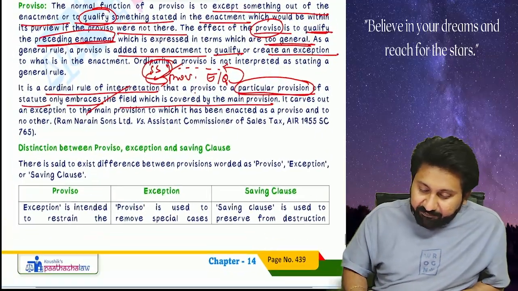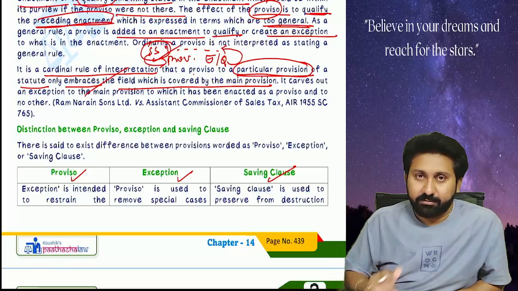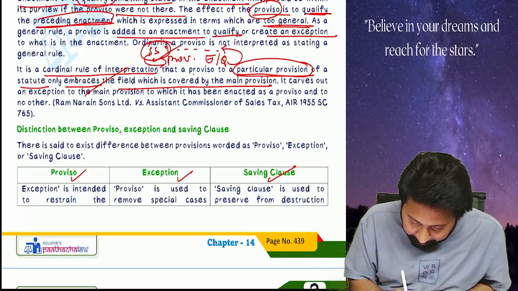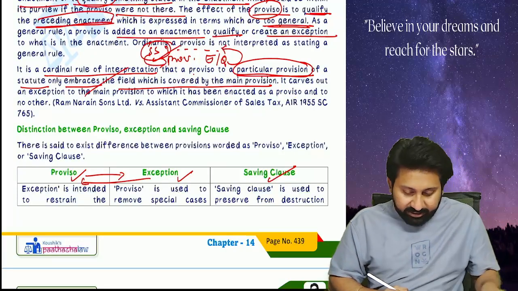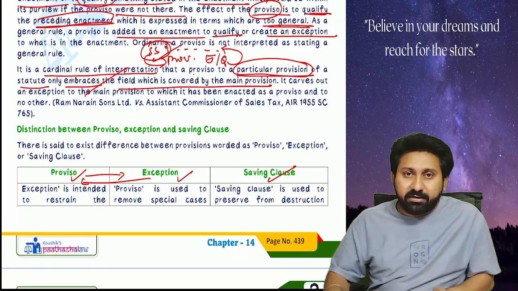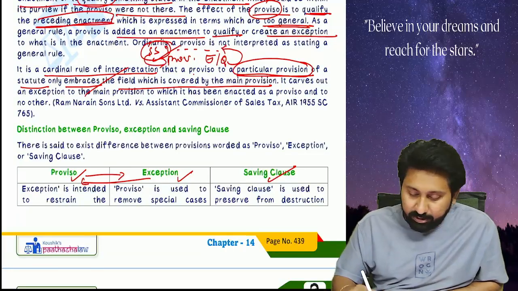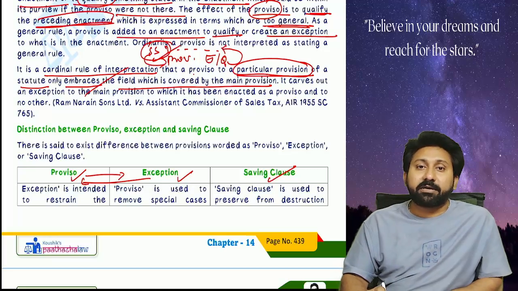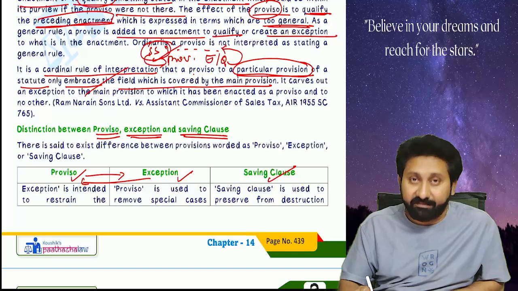Next, the difference between proviso, exception and saving clause. By mistake it was printed in the wrong order; proviso should come here, exception should come here. So let's understand the meaning now. Let us see the first one, the proviso. What is the possible difference between the terms proviso, exception and saving clause?